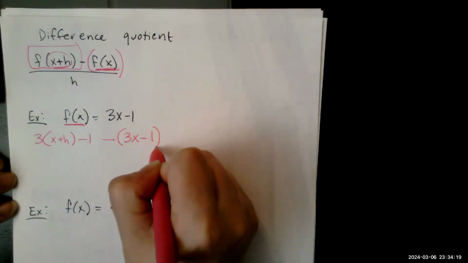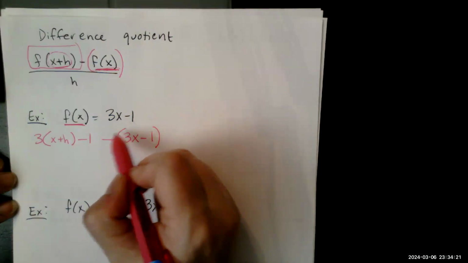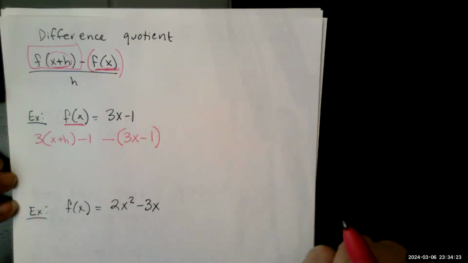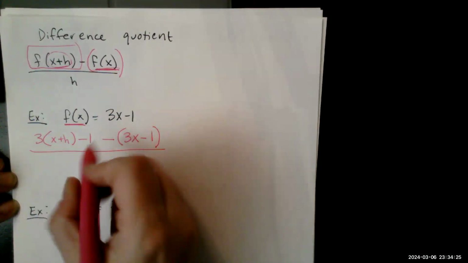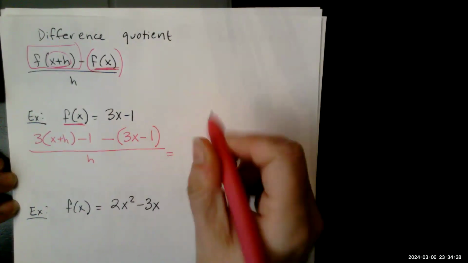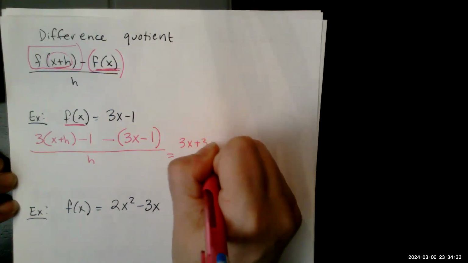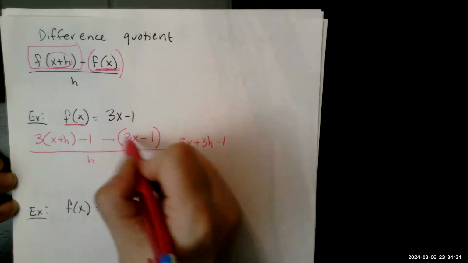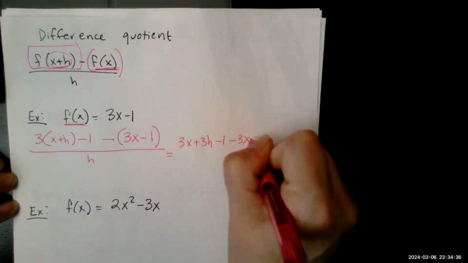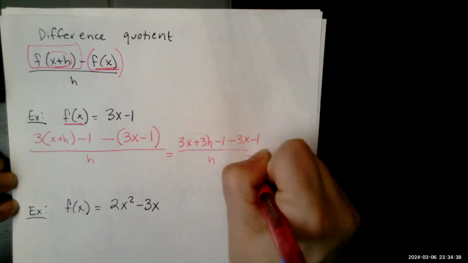So show it with parentheses, which means that negative is going to end up being distributed. All of this is just over h. Now I'm going to make this as nice as I can. I'm going to distribute the 3 in the front, distribute the negative, and see what I can combine.